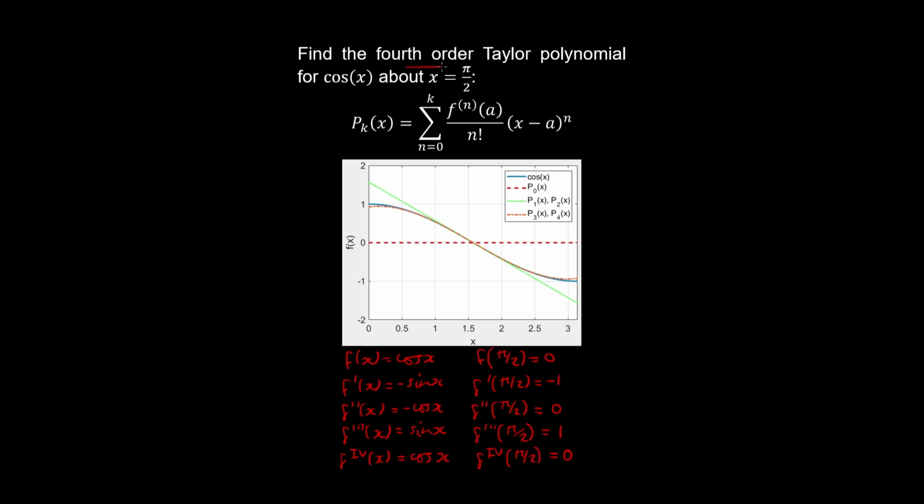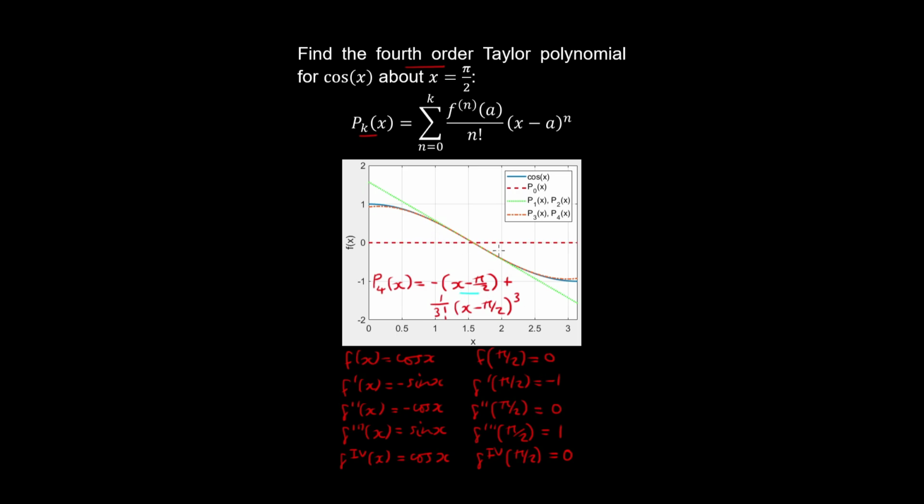And now we can write our 4th order Taylor polynomial approximation for our function. So that would be minus 1 on 1 factorial by x minus pi on 2. And we've also only got a 3rd order term. So that would be 1 on 3 factorial by x minus pi on 2 cubed. And the rest of the terms are 0.